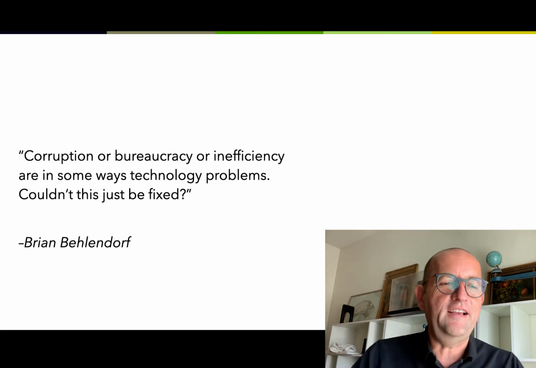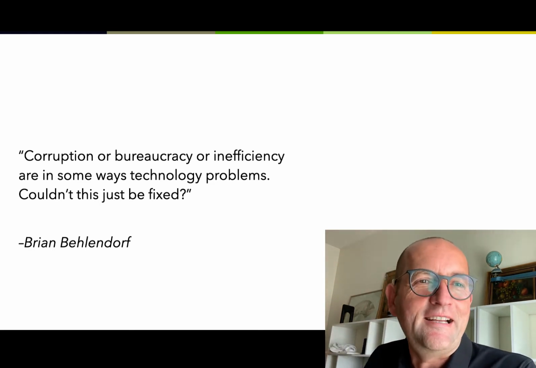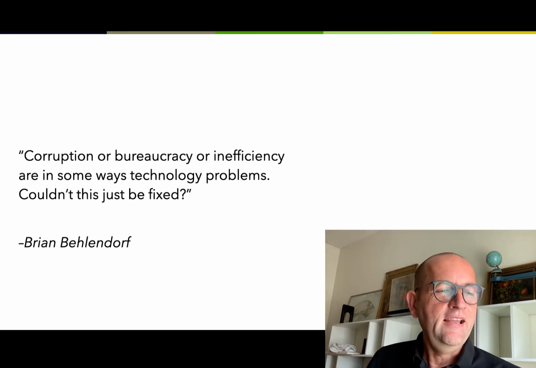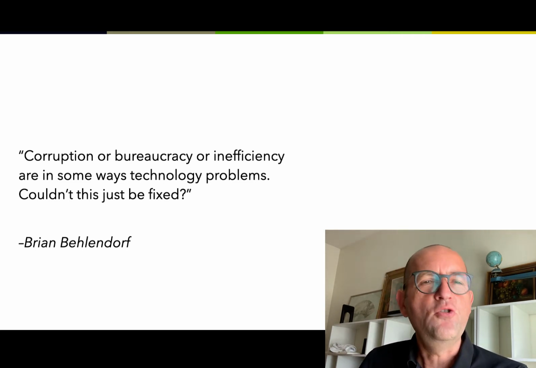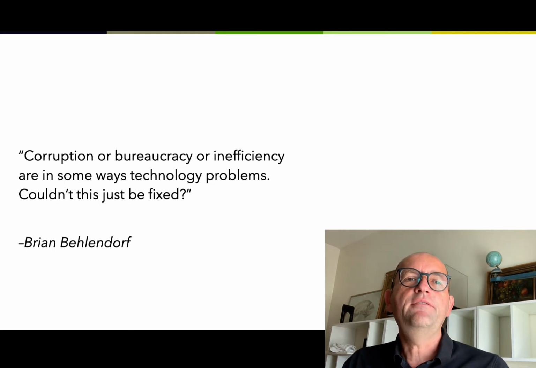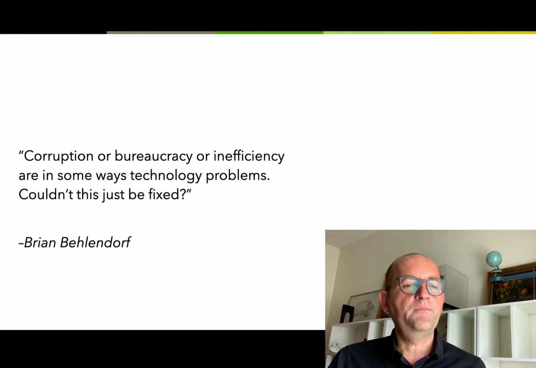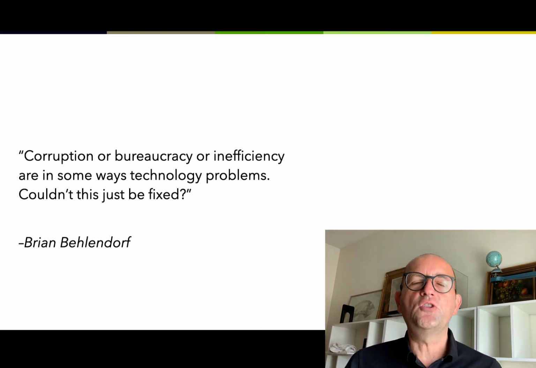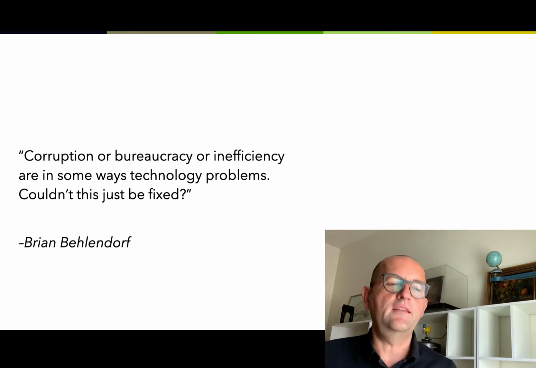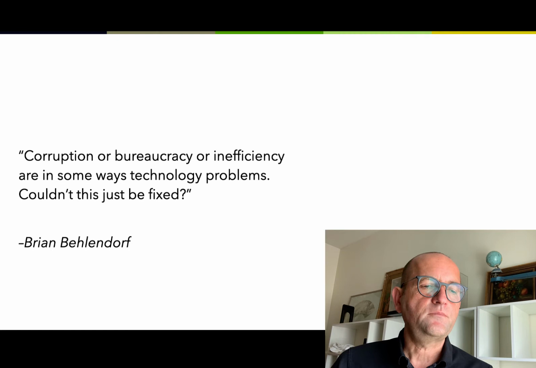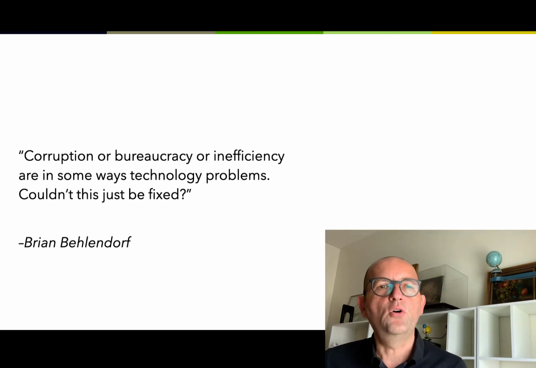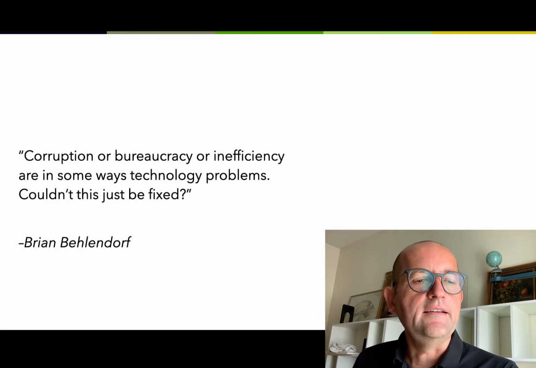So there is corruption and bureaucracy and inefficiency. This is what Californians, I guess, think of governments. And there are technological problems. Couldn't this just be fixed? So here we have another view on politics. So politics is just an engineering problem. And this is, I would say, a lot of the attitude that we find in digital entrepreneurs and in corporations, that politics should not get in the way, that technology will fix it. So these are, so to say, opposing ideas.